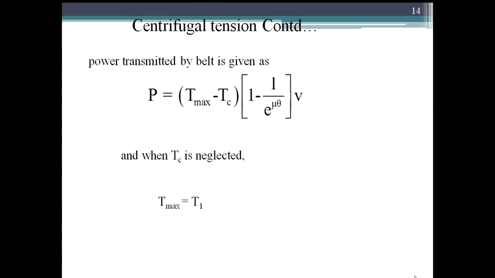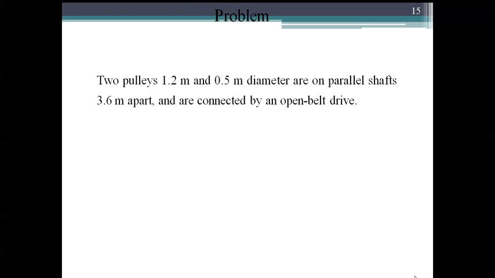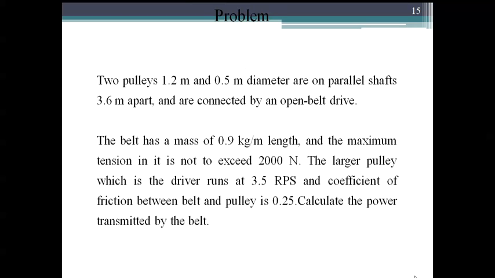If centrifugal tension exists, then there is a loss in the maximum tension. That's why P equal to (T max minus Tc) into (1 minus 1 by e power mu theta) into V. If Tc is neglected, T max equal to T1. Generally T1 equal to T max minus Tc when Tc is considered. So we'll see some problems based on this centrifugal tension.